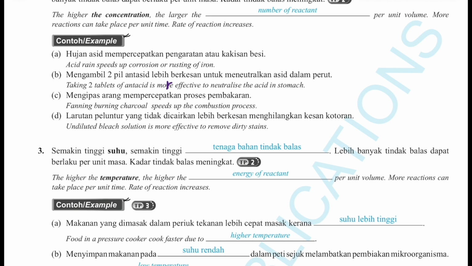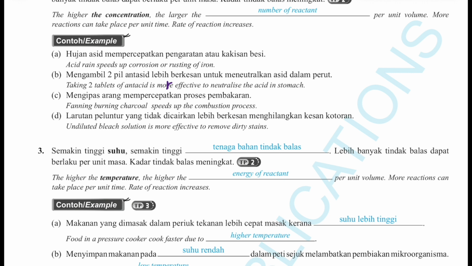Okay, the third one, fanning burning charcoal speeds up the combustion process. Kalau kamu kipas arang, dia akan mempercepatkan proses pembakaran. Okay, sebab apa? Sebab bila kamu kipas arang tu, kamu akan memberikan lebih banyak kepekatan oksigen. Kamu akan menambah. You will increase the concentration of oxygen to the fire. So the fire will burn faster.